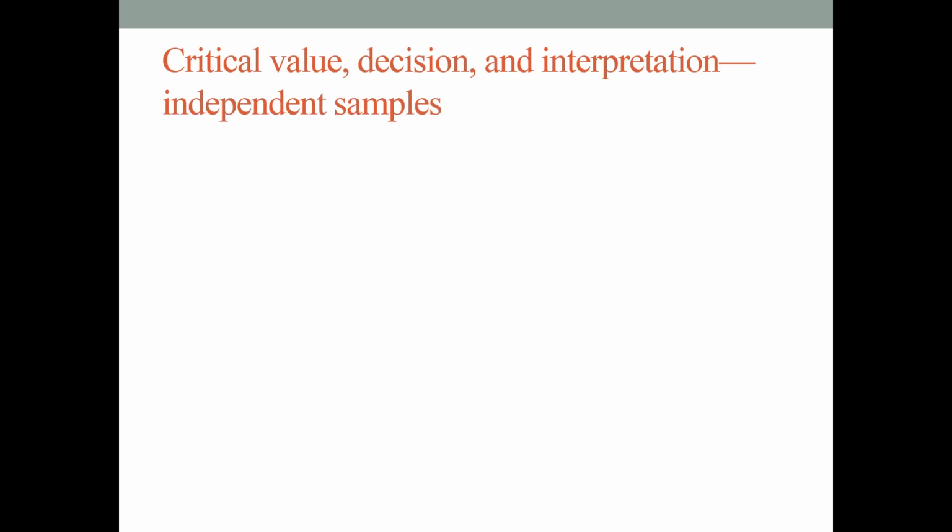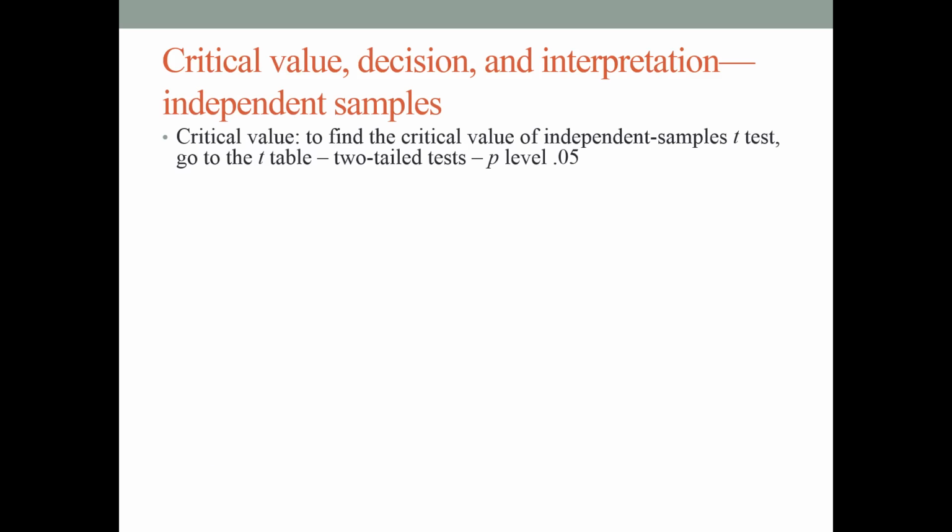Okay. Now let's take a look at the independent sample t-test. It pretty much is the same. To find the critical value, p-value 0.05, right? Check the t-table, and the degrees of freedom is total minus 2, right? Because you have 2 samples.